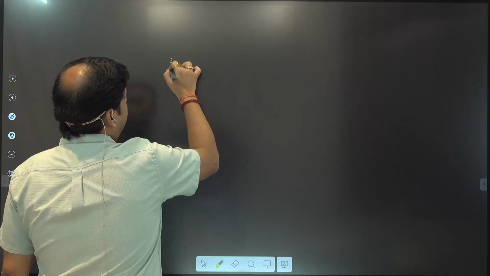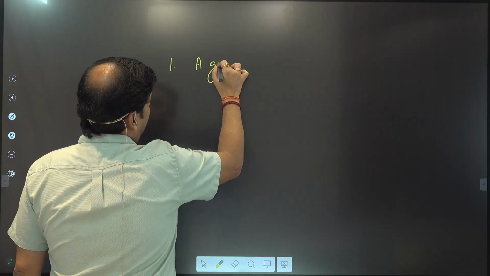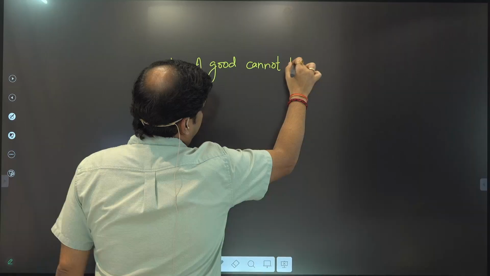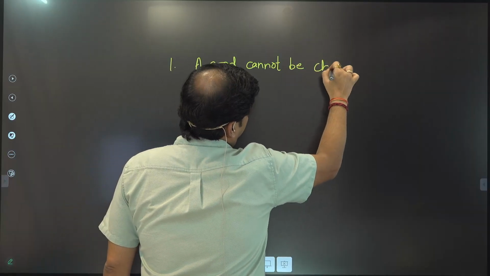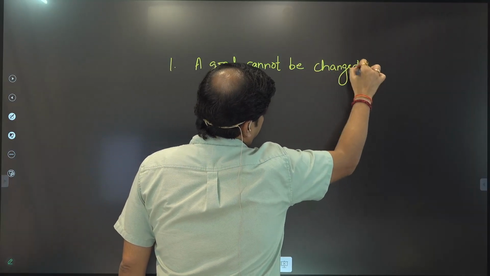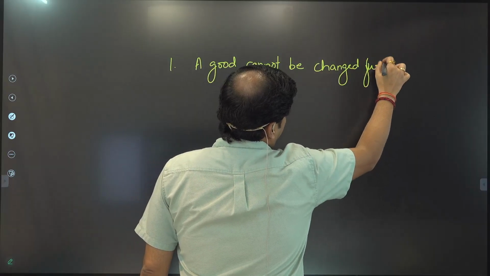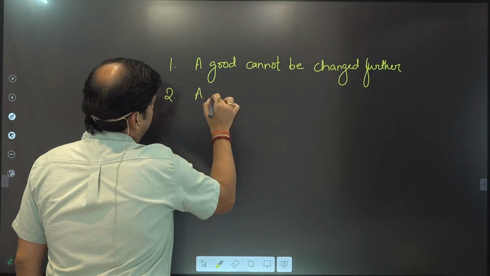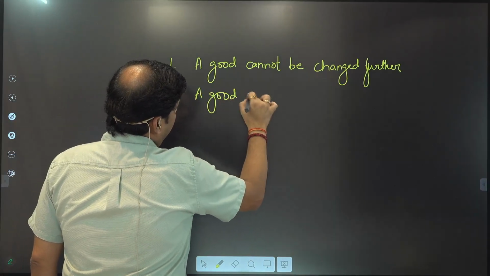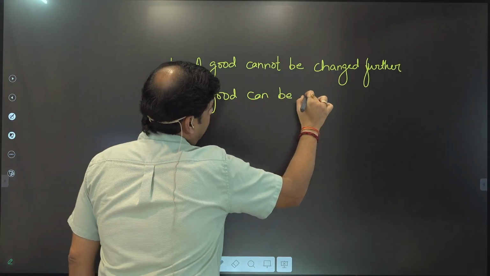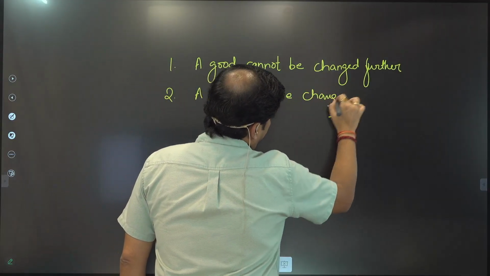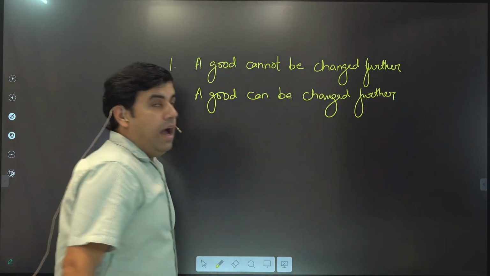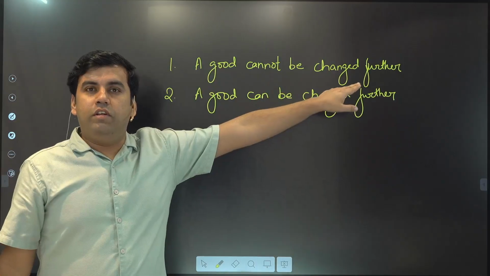There are two things. Number one, a good cannot be changed further. Second, a good can be changed further. A good cannot be changed further. You cannot change it.